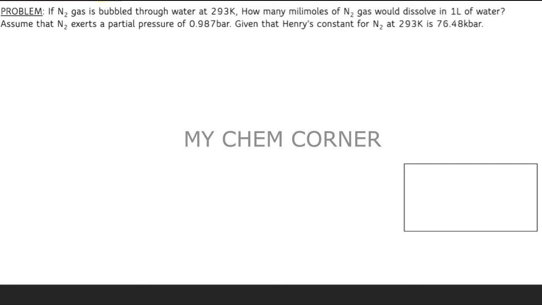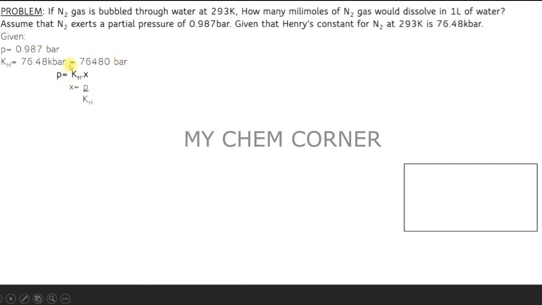So first in this problem, we are going to write what is given to us. The values given to us are, first, pressure, which is 0.987 bar. Then Henry's constant, K, is 76.48 kilobar. But because one is in bar and the other in kilobar, I'm going to convert this one into bar. So it's going to be 76,480 bar, that is, multiplied by 1000.